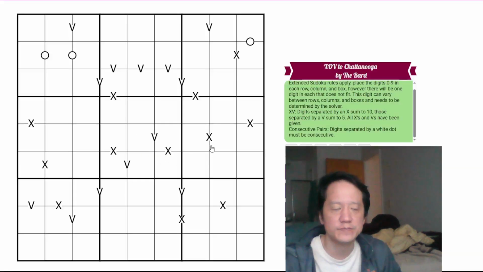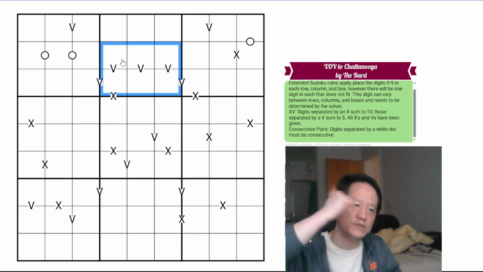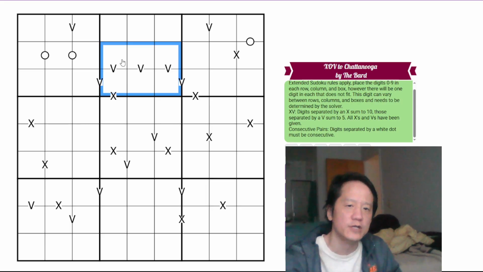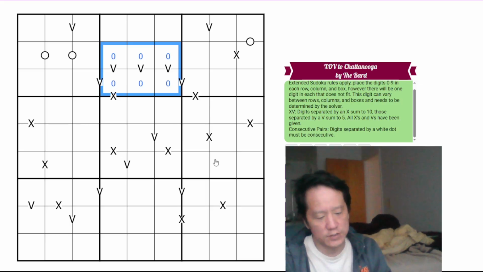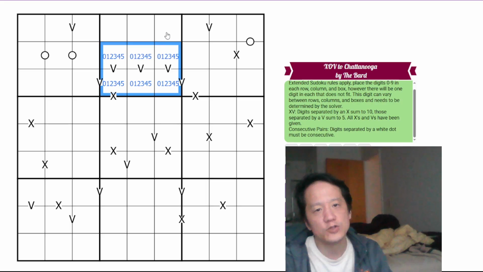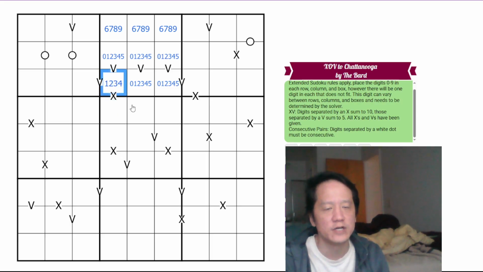Let's go. The first thing that pops out to me is we have 3 V's in a box. The only way that happens is if you have 0 and 5, 1 and 4, and 2 and 3 in those sets. So this has to be 0 through 5, which means these digits are 6 through 9. We're not sure which. The 0 can never be next to an X, so this can't be, and the 5 cannot be next to an X either.